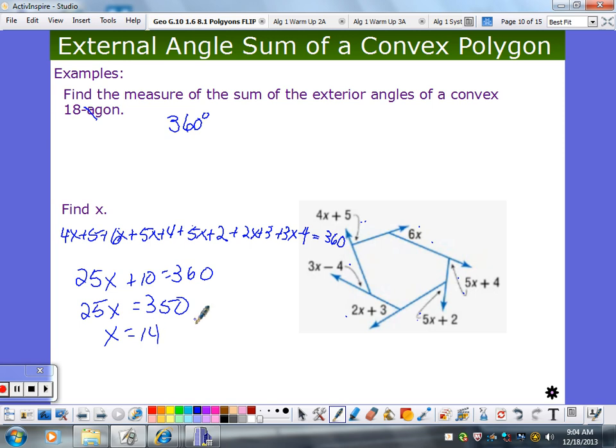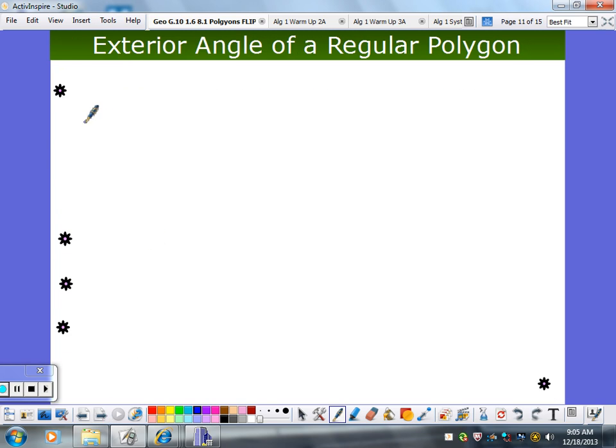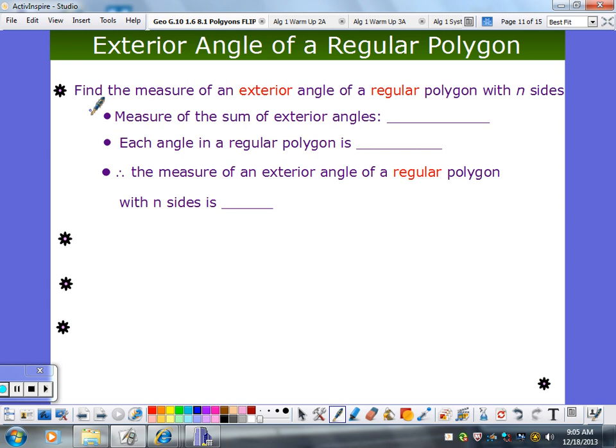So you just have to do what you know. Now, if they're going to ask you to find interior angles, you have to find that sum first. For exterior angles, that's easy. It's always 360. That's not so bad. How about the exterior angle of a regular polygon now, one angle? It's kind of what we did with the interiors, but looking at the exteriors. So what's the measure of the sum of exterior angles?